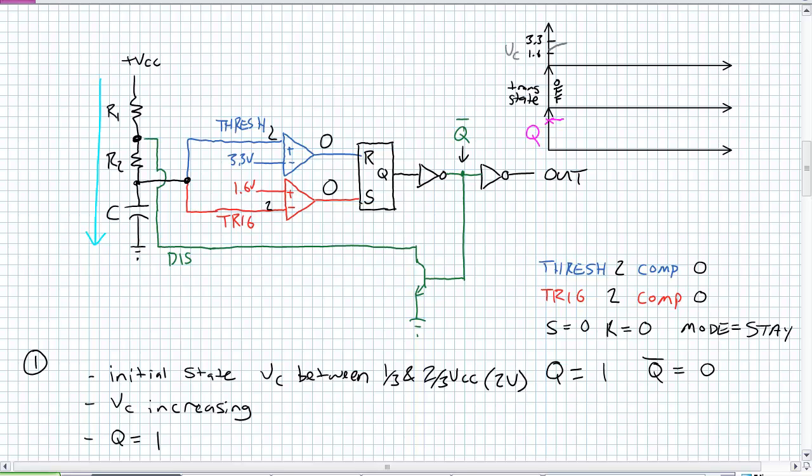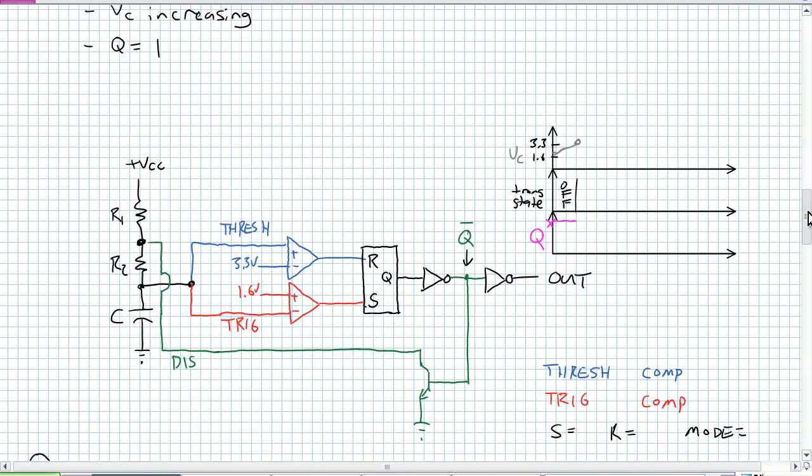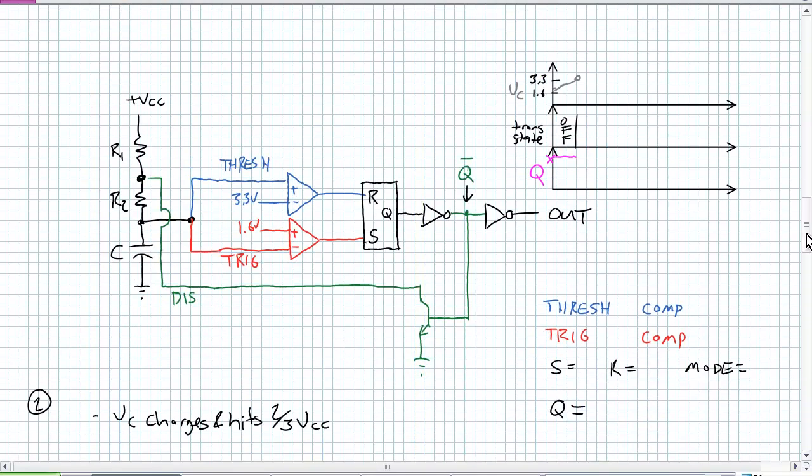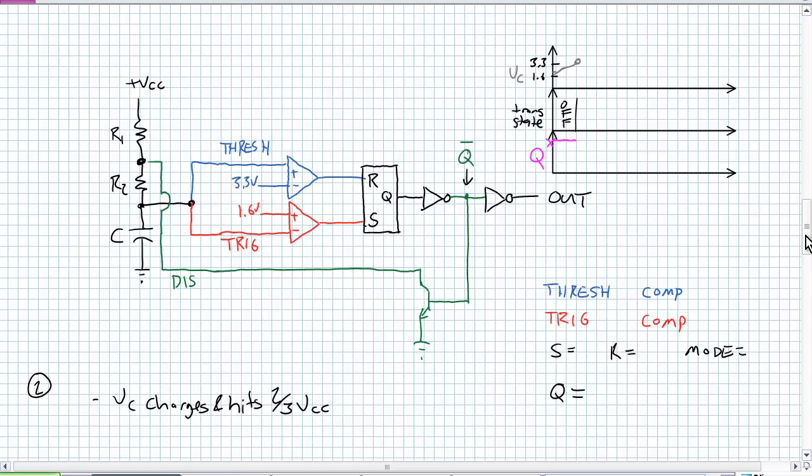What happens when the voltage across the capacitor reaches its 2/3 VCC? Well, that's basically our next condition. The capacitor is continuing to charge, hits 2/3 VCC. What happens there? Well, the inputs to our comparators change. So they're both now at 3.3 volts, 3.3, 3.3. What happens to this one?